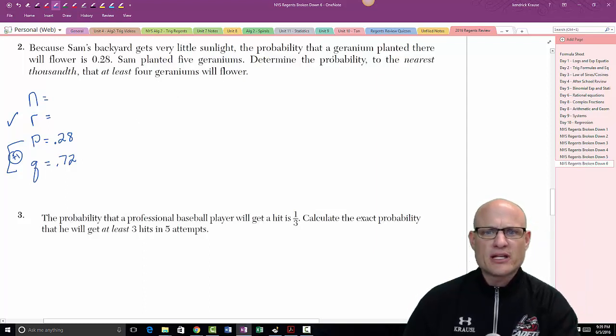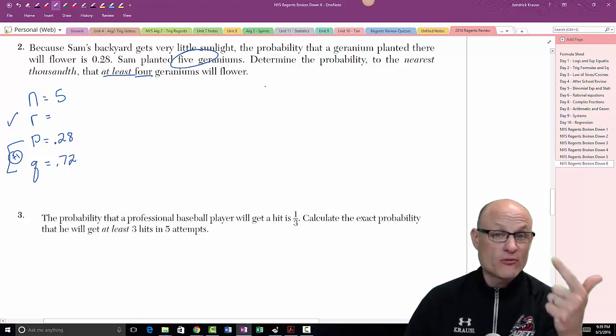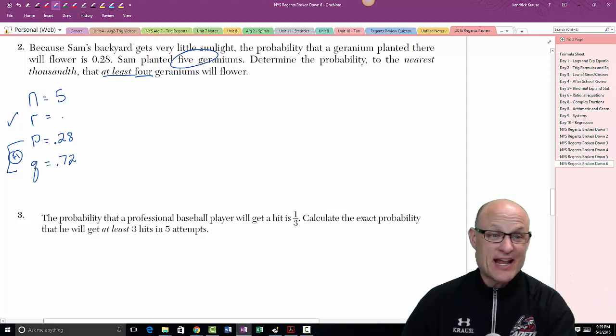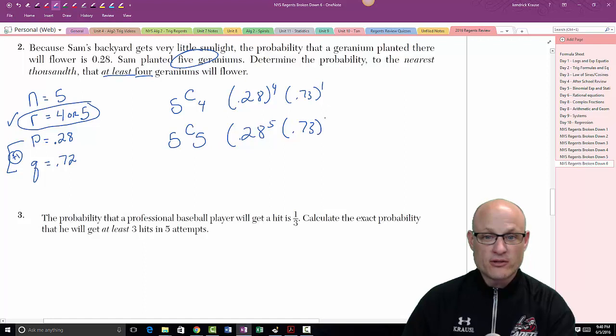So we're going to plant 5 geraniums. And we want at least 4. That means if I want 4 of them to flower, 4 can work or 5 can work. Be careful. At least does not mean less than. At least 4 means 4 or 5. So we're going to have 2 equations because R has 2. 5 choose 4, 0.28 to the 4, 0.72 to the 1, and 5 choose 5, 0.28 to the 5, 0.72 to the 0.